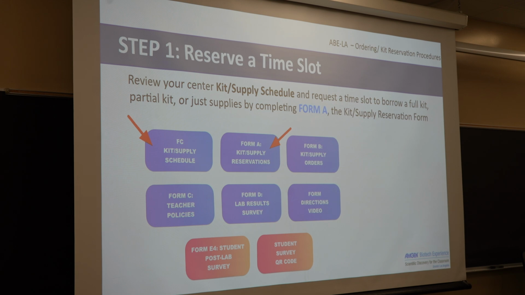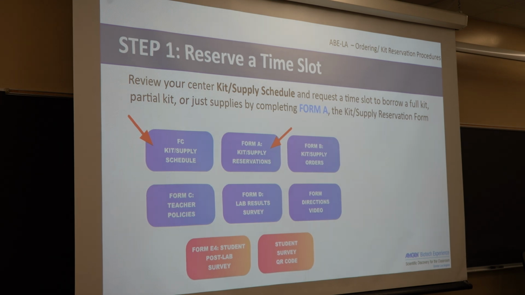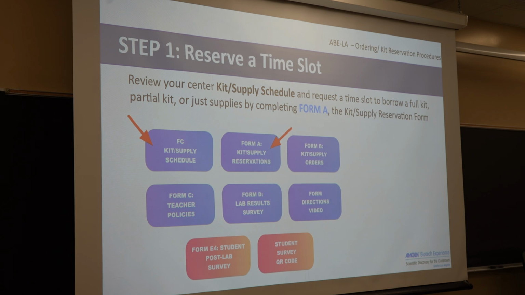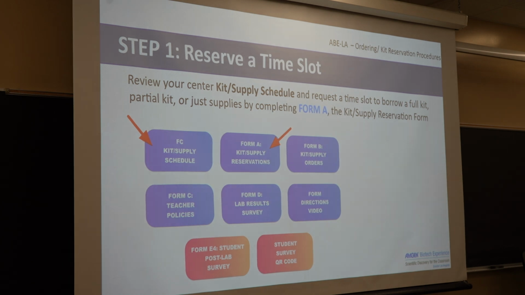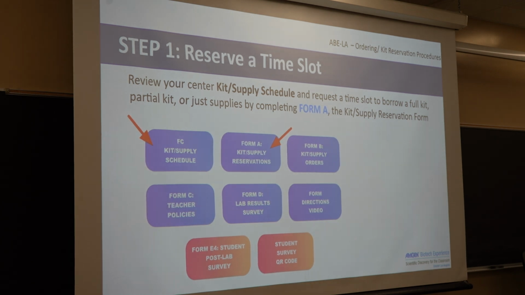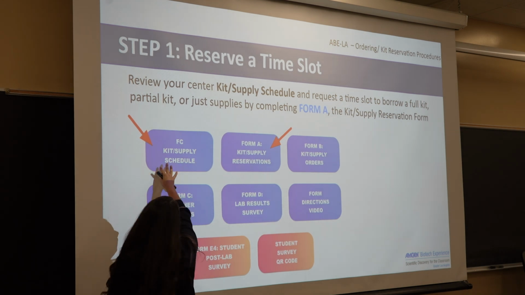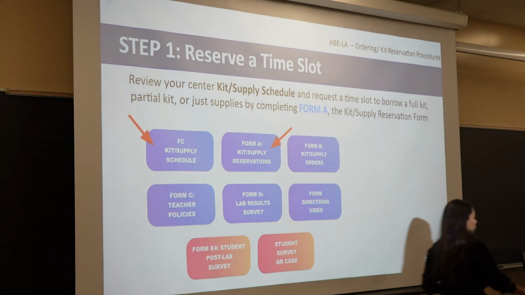So step 1. Reserve a time slot. You'll go look at the kit calendar schedule, as you are familiar with it, then you'll do Form A, the time slot to borrow a full kit, partial kit, or just supplies. That's going to be that form right here, and right next to it is going to be the kit calendar schedule.